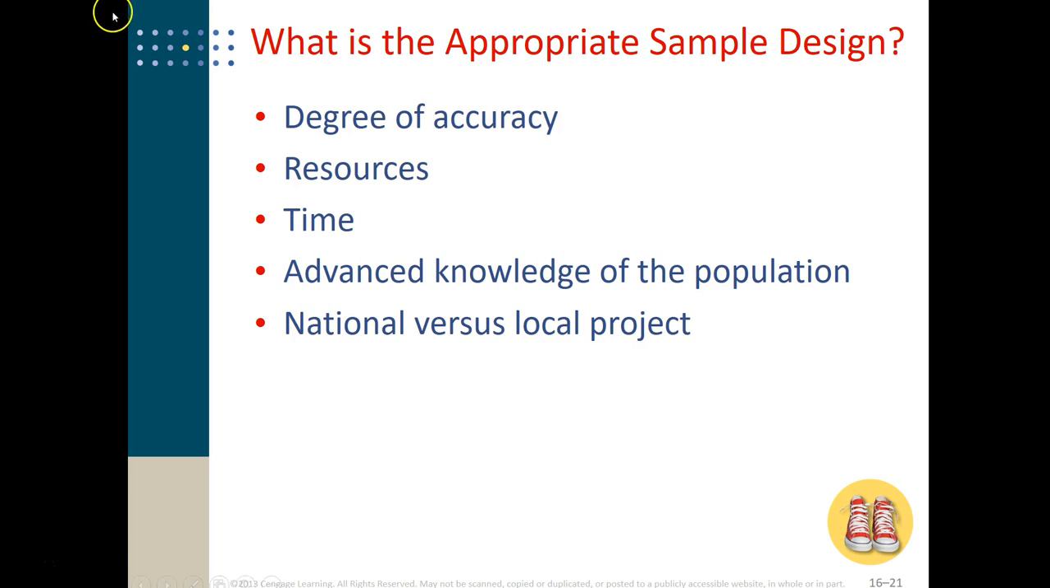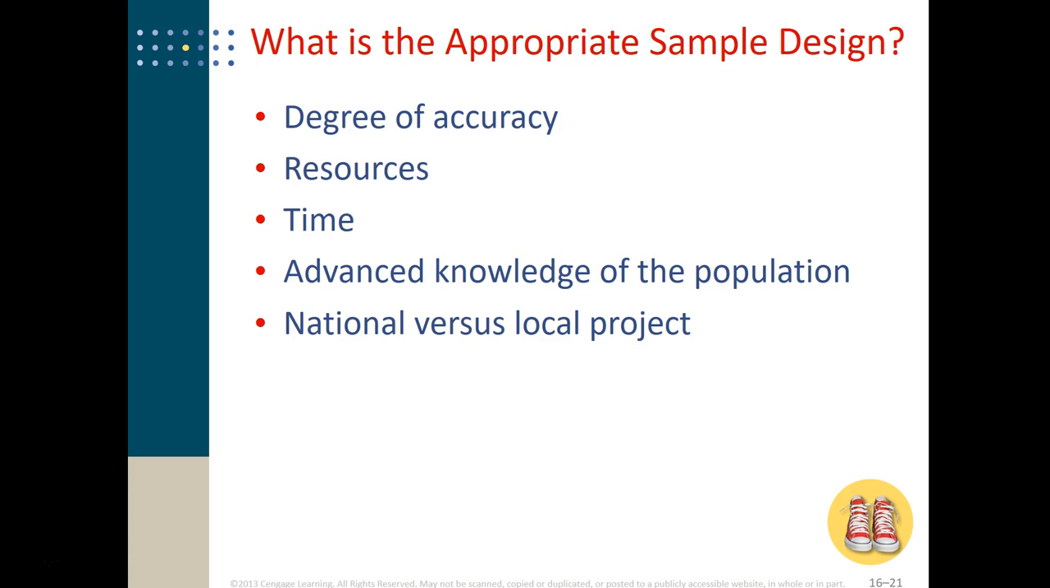In this video, I will be talking about the last learning objective of chapter 16, that is appropriate sample design. So what will be appropriate sample design? That actually depends on a number of factors. For example, degree of accuracy, first of all. So how much is a researcher tolerant towards the degree of error? How tolerant is a researcher towards sampling and non-sampling errors?